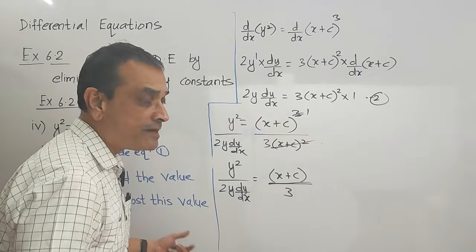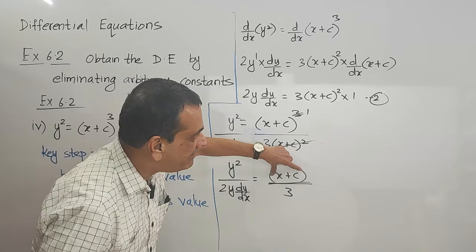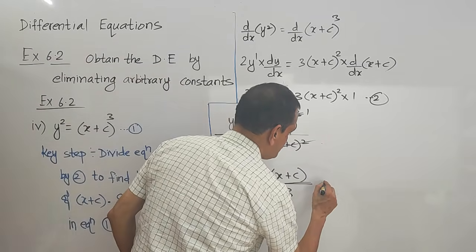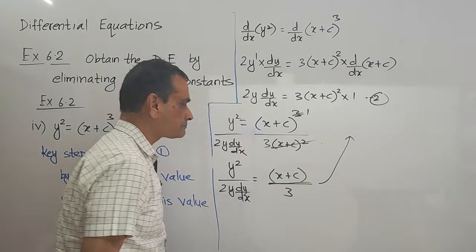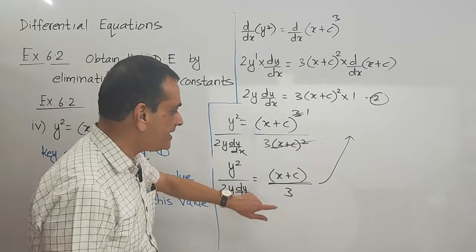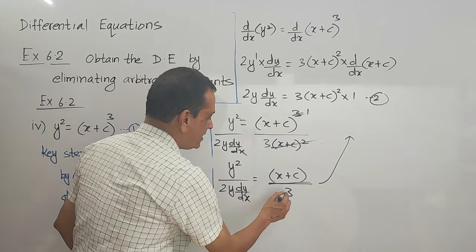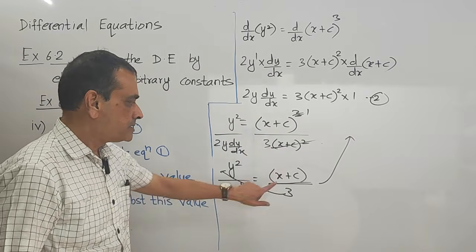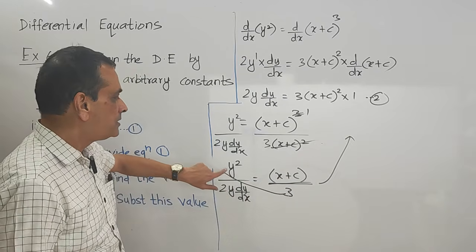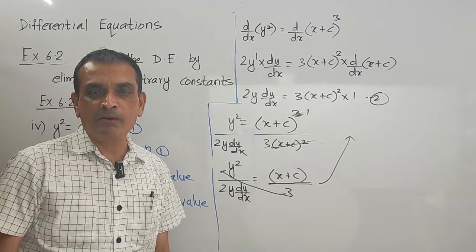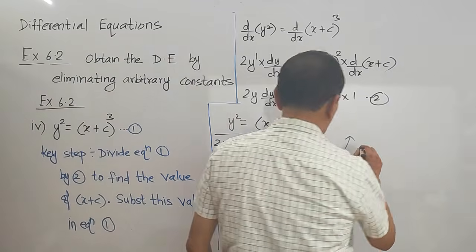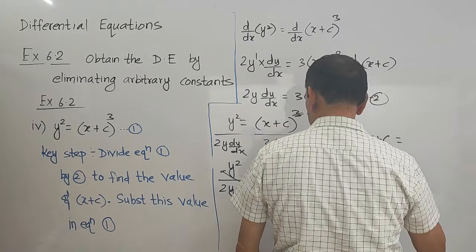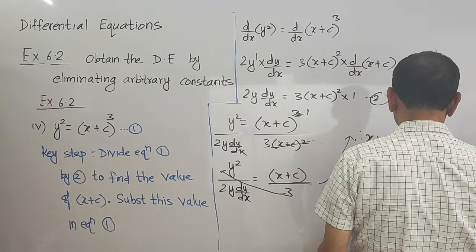Now according to the key step, I need to find the value of x plus c. Okay, so I will write over here. So how do you get x plus c? सिर्फ क्रॉस मल्टीप्लाई करो यार यहाँ से, that's all. Okay, so x plus c will be equal to 3y squared upon 2y dy by dx, as simple as that. क्रॉस मल्टीप्लाई किया है.